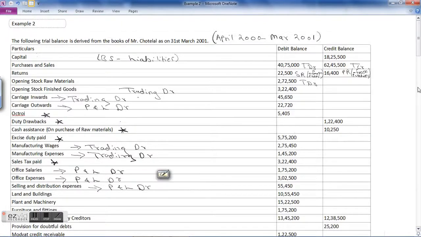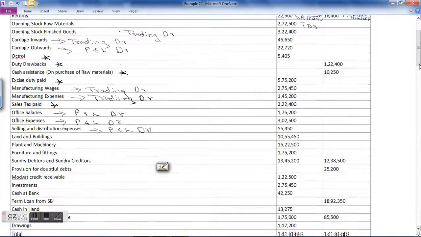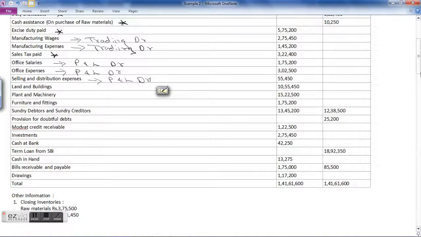Then the next is land and building. Okay, land and building is a real account, so it's an asset. Correct. So it will be balance sheet asset side. Plant and machinery, again it's an asset, so balance sheet asset side. Furniture and fixtures, again it's an asset, so balance sheet asset side.